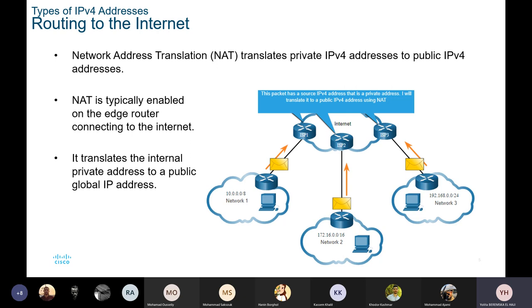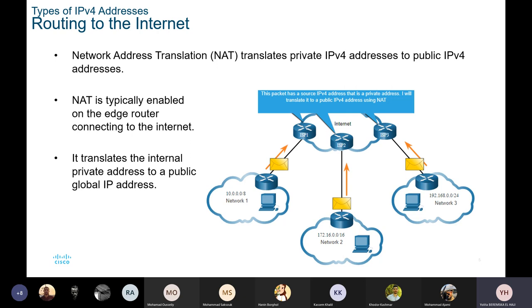Here on these routers that we call edge routers, because this router provides global communication between the internal networks and the internet, there is a technology that we call network address translation. It means that when a computer wants to send a message outside this network, its private address must be translated here in the router to a public address. How is it going to be done?